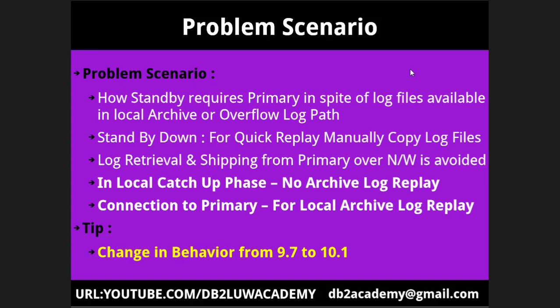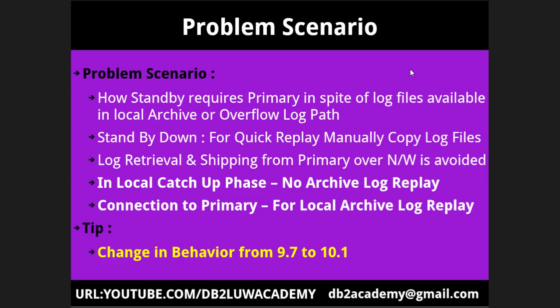So for quick replay when the standby comes up, we can manually copy the log files. At least the archived log files can be copied over to the standby machine and placed in the local archive log path, if you're not using a shared device. You place those log files in the archive log location of the standby and then activate the standby so that it can replay them. It will not request the primary to ship that file. Instead, it will just locally read and replay from the archive log location.